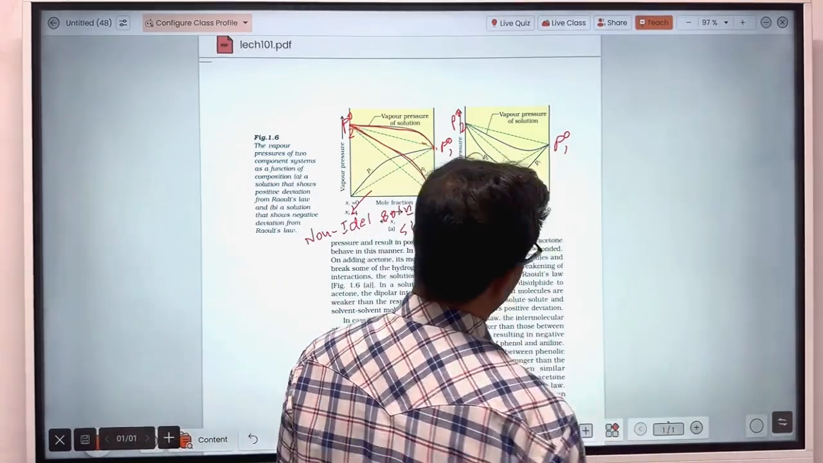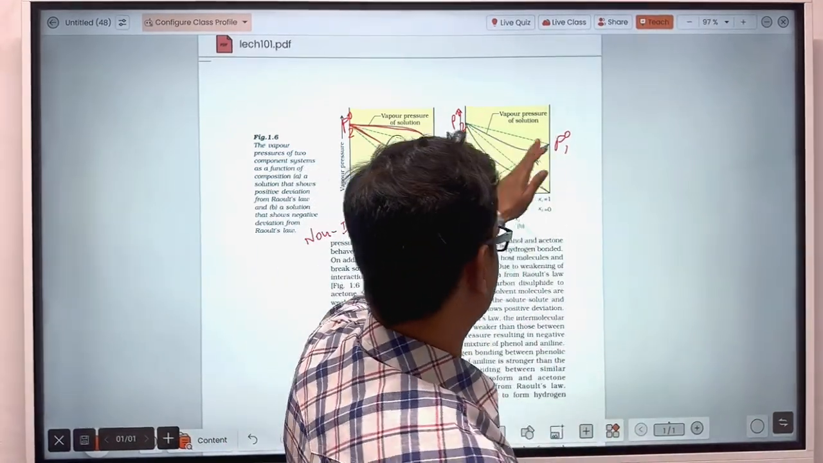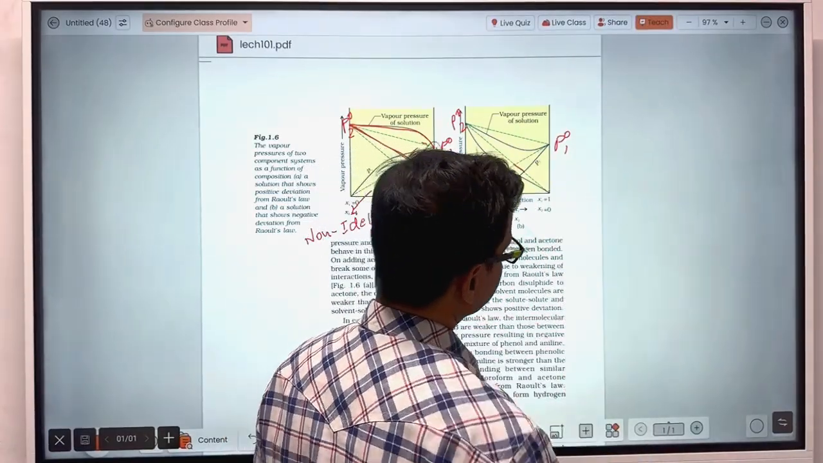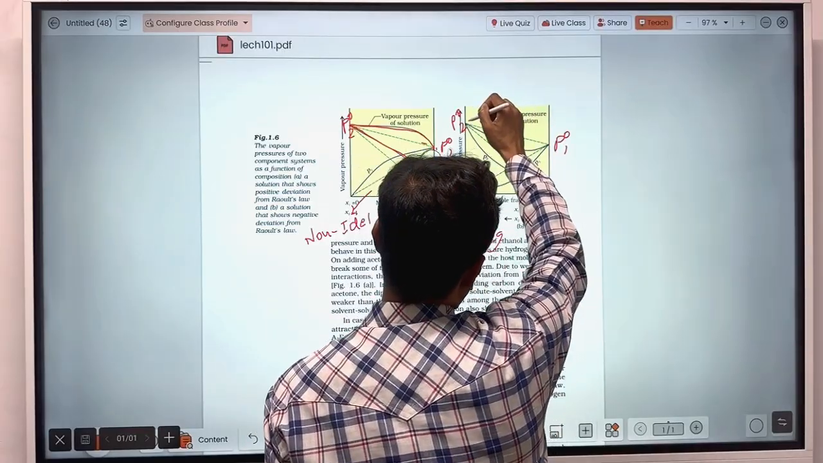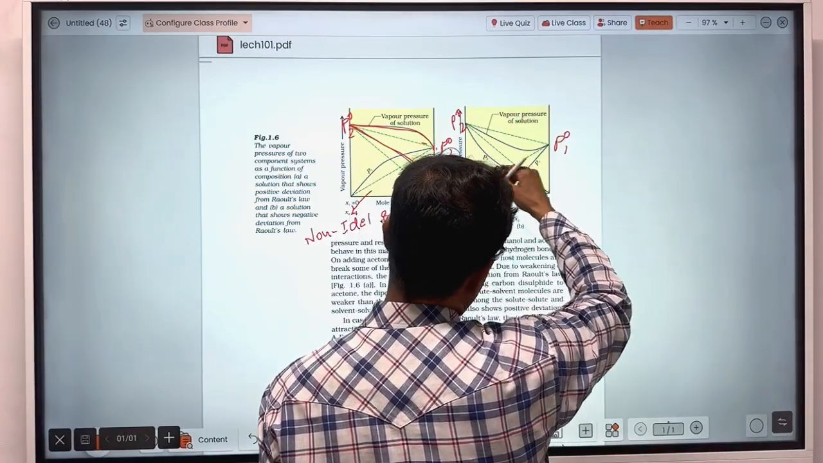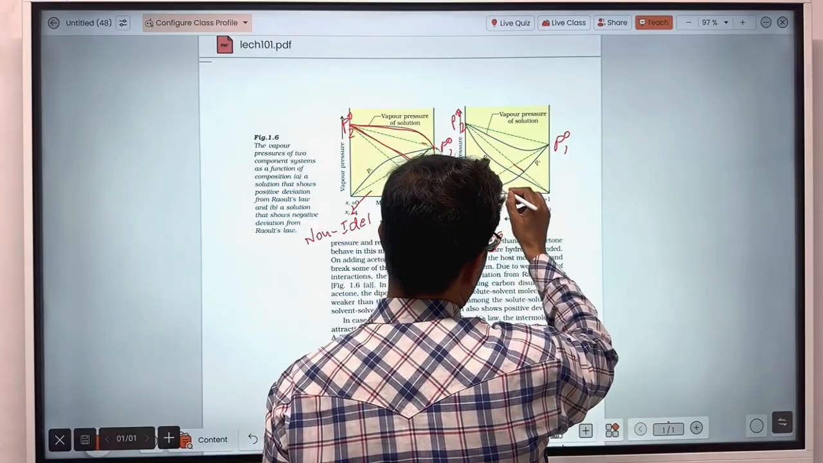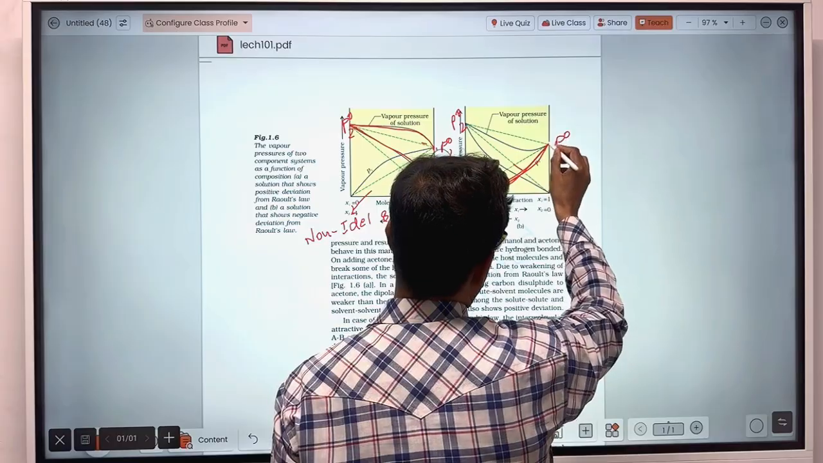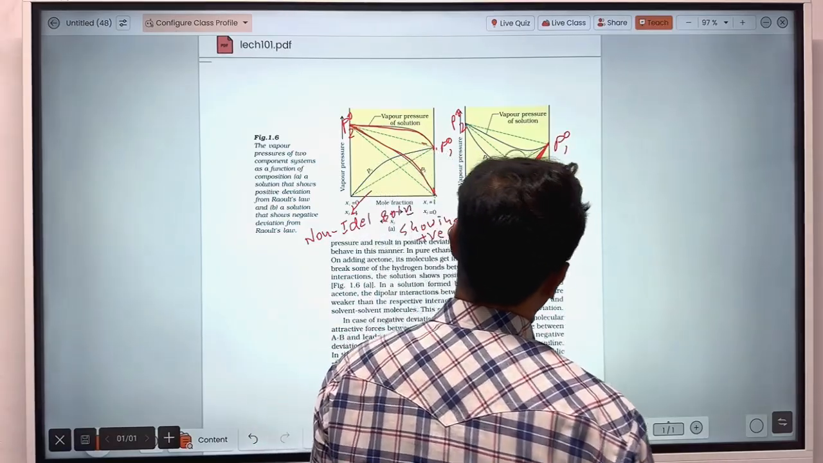And here in this graph, the dotted line represents the vapor pressure of liquid 1. This dotted line, the vapor pressure of liquid 2. And this is the total vapor pressure of the solution as expected from Raoult's law. But it has been observed that the graph of vapor pressure of 1 is this one, which is lower than expected from Raoult's law.